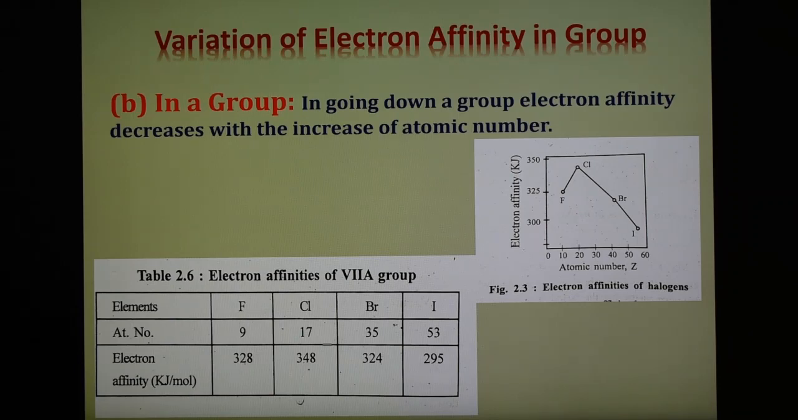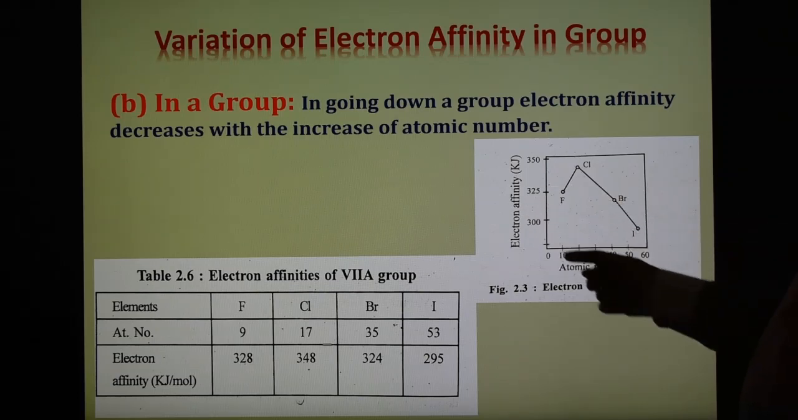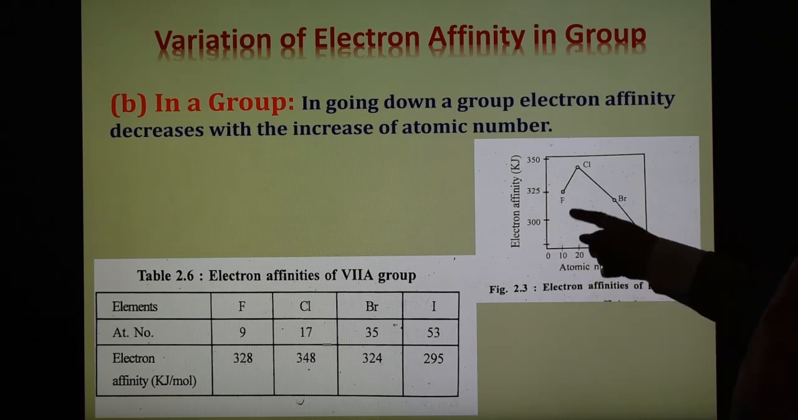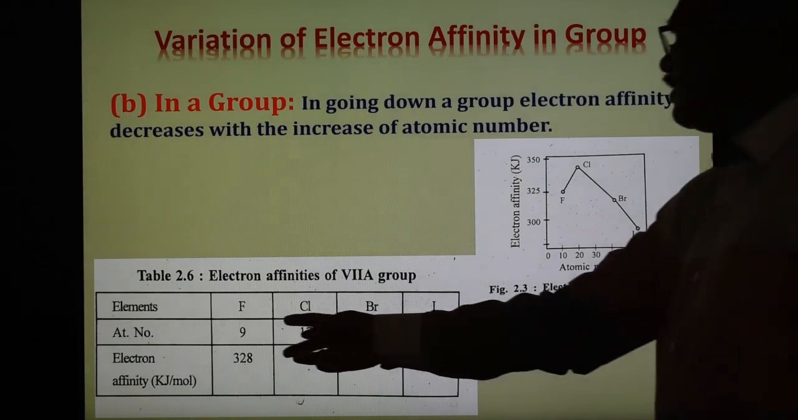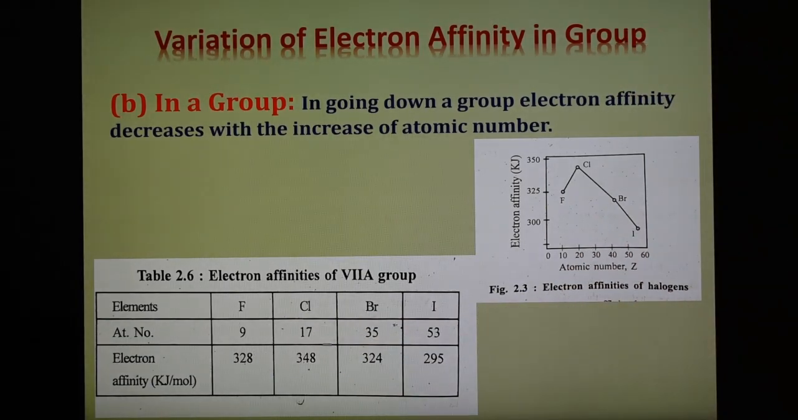Electron affinities of halogens are shown as an example. In this slide, this is the plot of atomic number versus electron affinity. The electron affinity of the halogens decreases, and here chlorine has a higher value as compared to fluorine. The table shows that fluorine has a lower value than Cl, or Cl has a greater value than fluorine, but in general the value decreases. Now, why does chlorine have a higher value and fluorine a lower value?